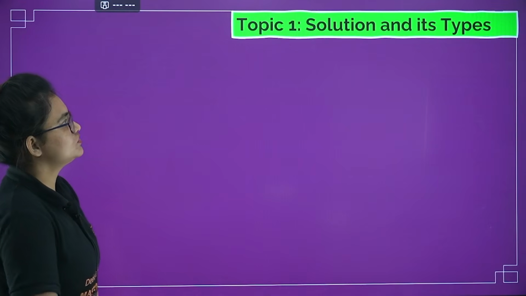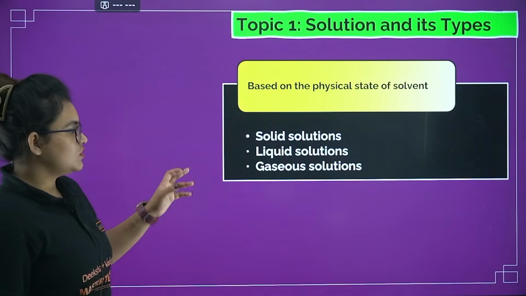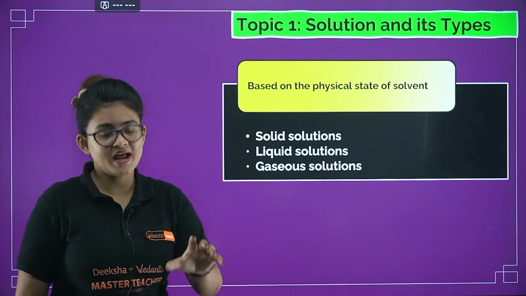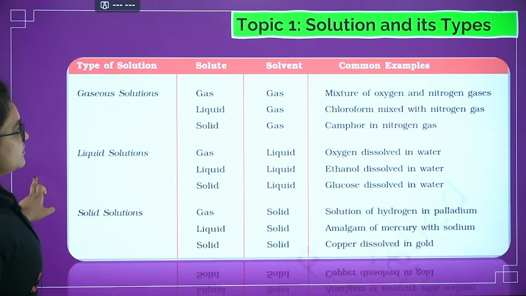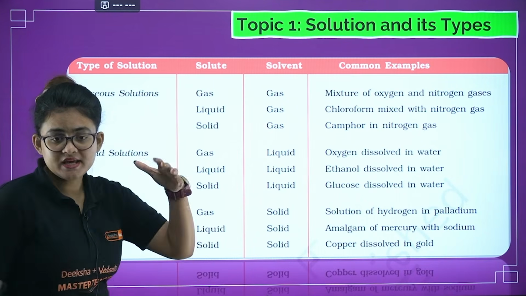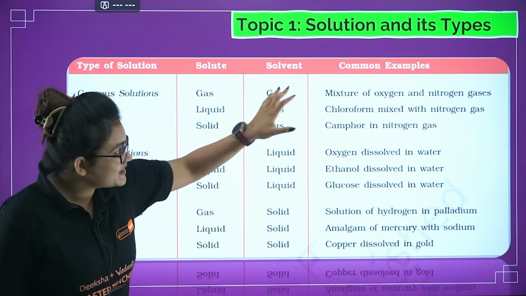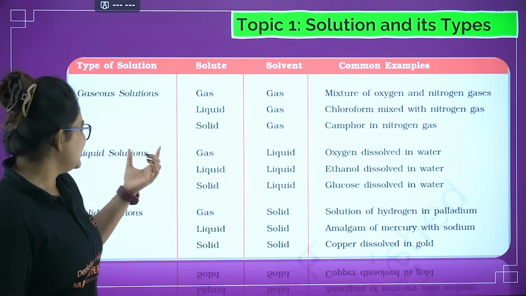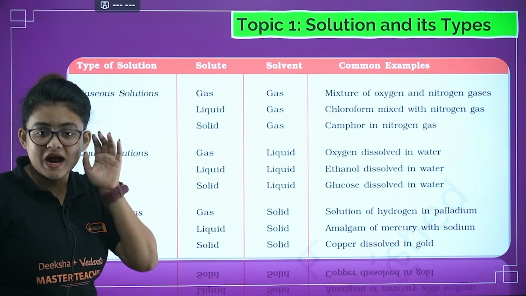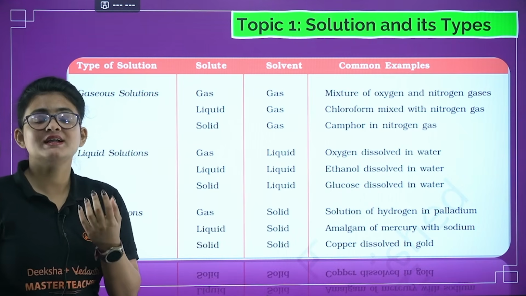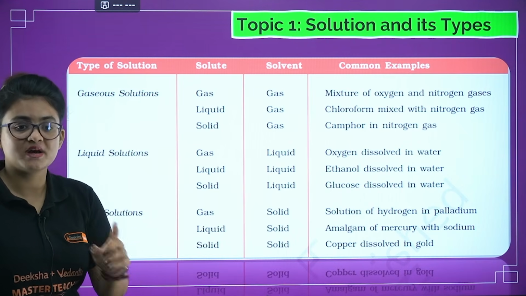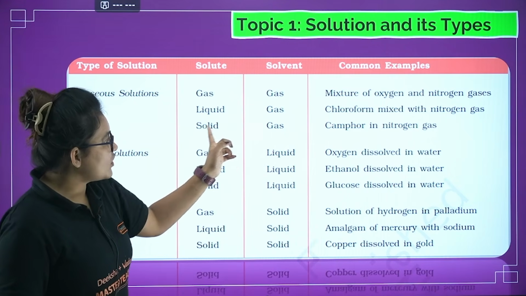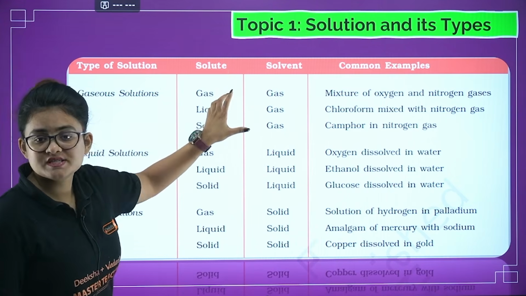So here we are going to start with the solution and its types. So we can see that it's three types. It can be solid solution, liquid solution, and gaseous solution. So whenever it comes to the different types of solution, please focus on the common examples of different types of solution. So whenever I'm taking the name of gaseous solution, please understand that the solvent phase or the physical appearance of that particular solution must be gas. Okay, so gas in gas, liquid in gas, solid in gas. Remember, solvent must be gas.